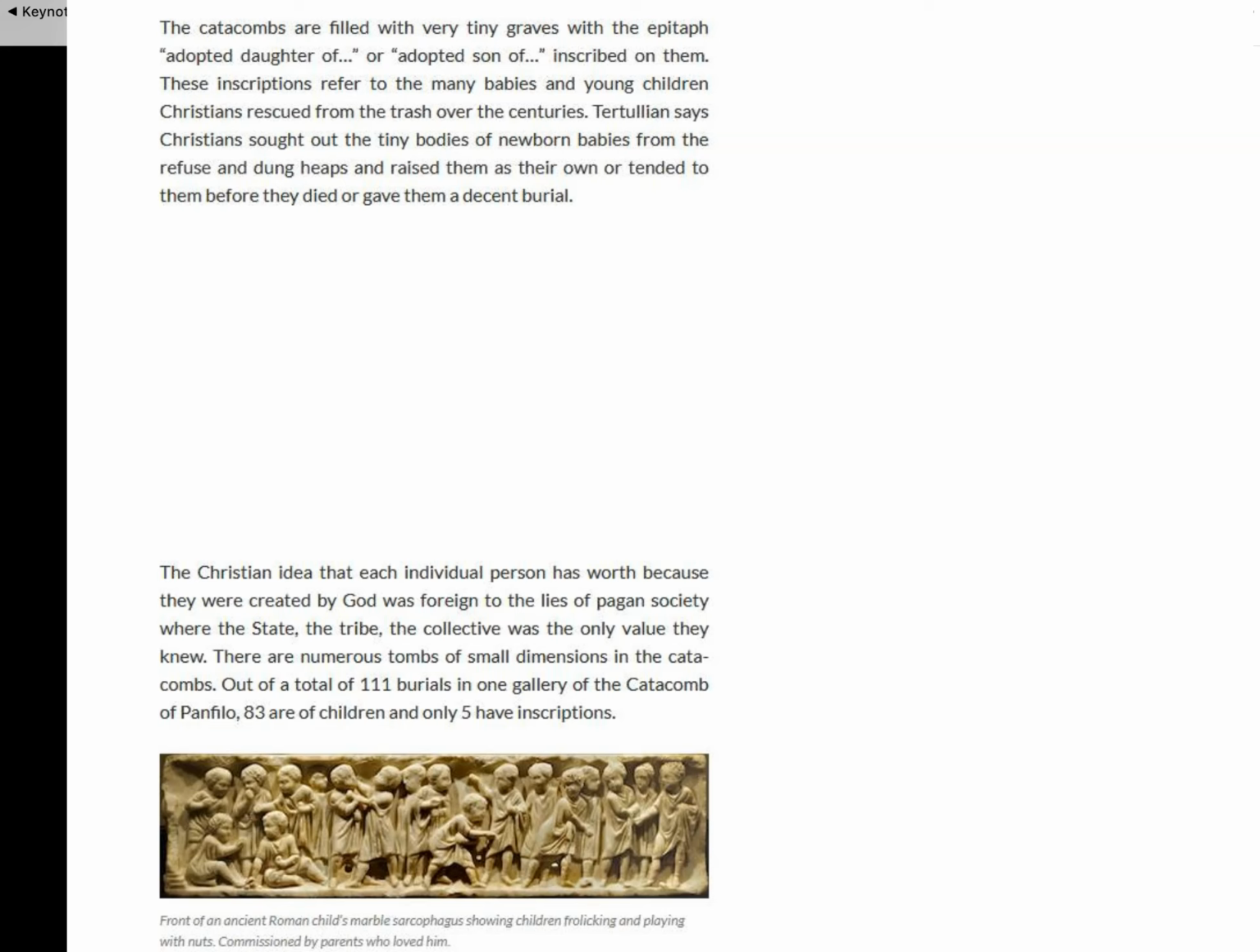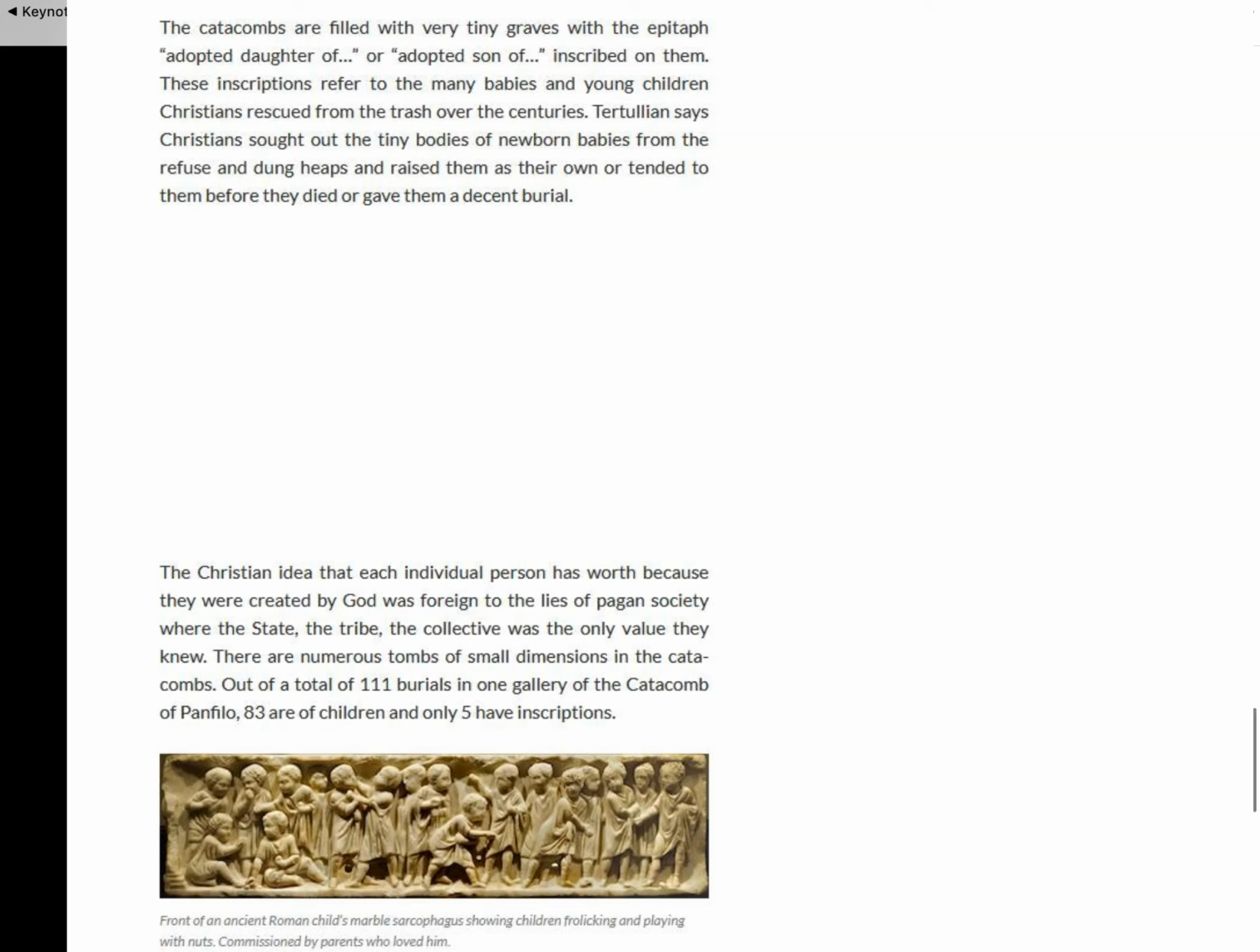These inscriptions refer to the many babies. This is the ancient world. The many babies and young children Christians rescued from the trash over the centuries. Tertullian, an ancient church father, says Christians sought out the tiny bodies of newborn babies from the refuse and dung heaps and raised them as their own, or tended to them before they died, and gave them a decent burial. That's your heritage if you're a Christian.